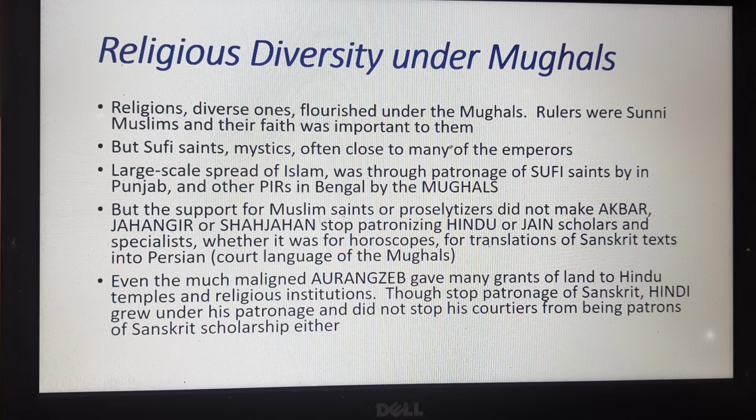But the support for Muslim saints or proselytizers did not make Akbar, Jahangir, and Shah Jahan stop patronizing Hindu or Jain scholars and specialists. So people were getting converted, but Jahangir, Akbar, and Shah Jahan were promoting Hindu and Jain scholars and specialists also, whether for horoscopes or for translations of Sanskrit texts into Persian, the court language of the Mughals.